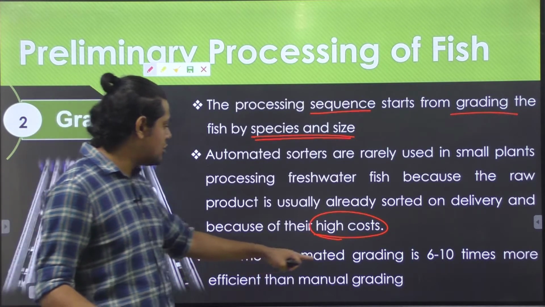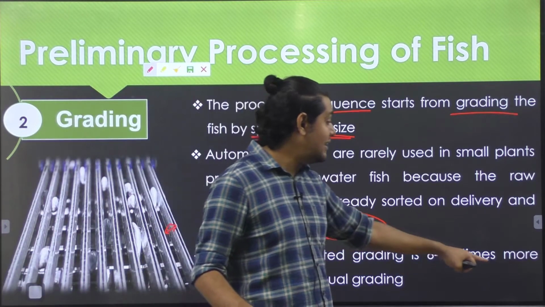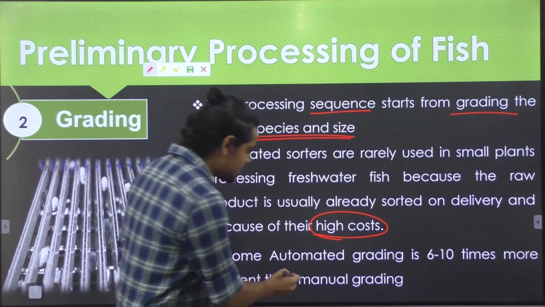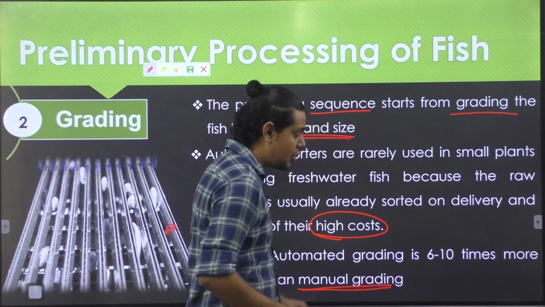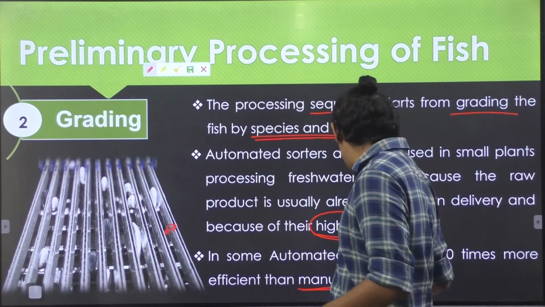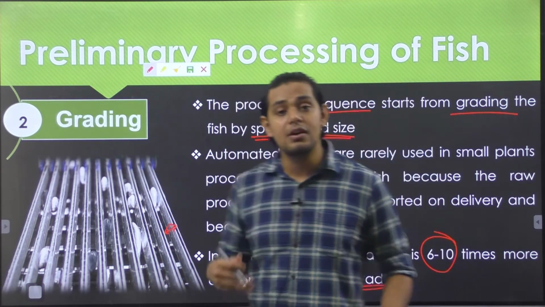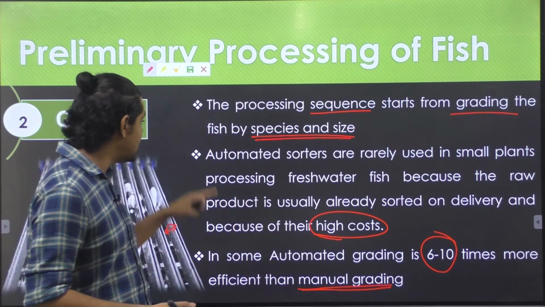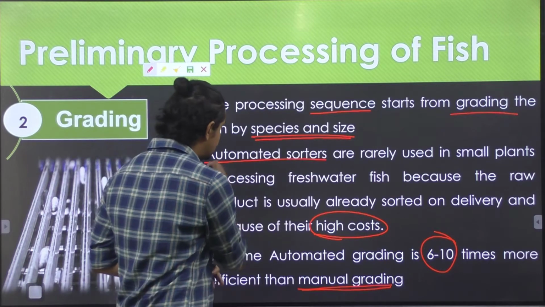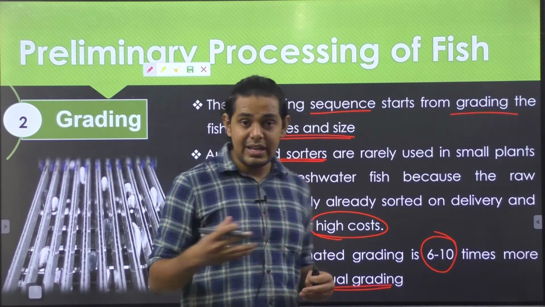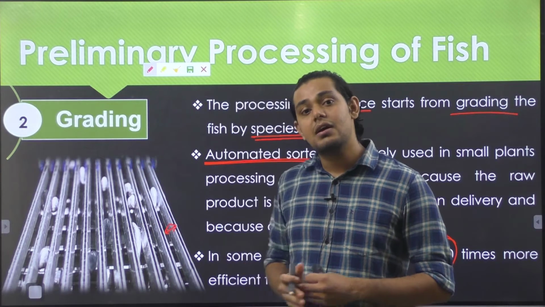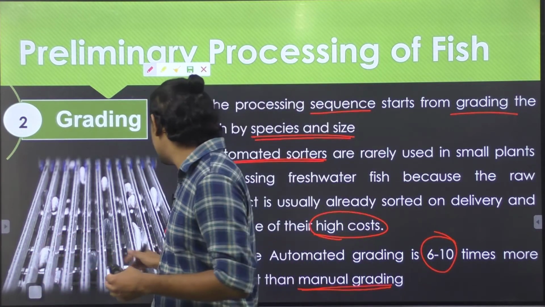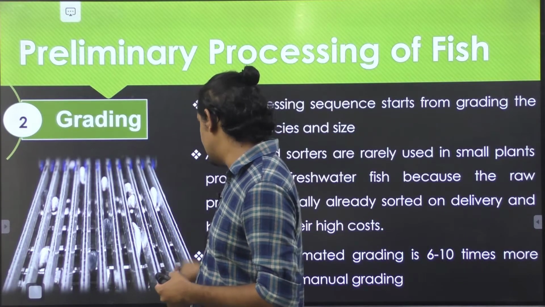In some cases, automated grading is 6 to 10 times more efficient than manual grading. So manual grading is not that efficient. Automatic grading is 6 to 10 times more efficient in comparison to manual grading. That is the advantage of having automated sorters or an automated grading technique implemented in a fish processing plant. So this was about the grading technique practiced in a fish processing industry.